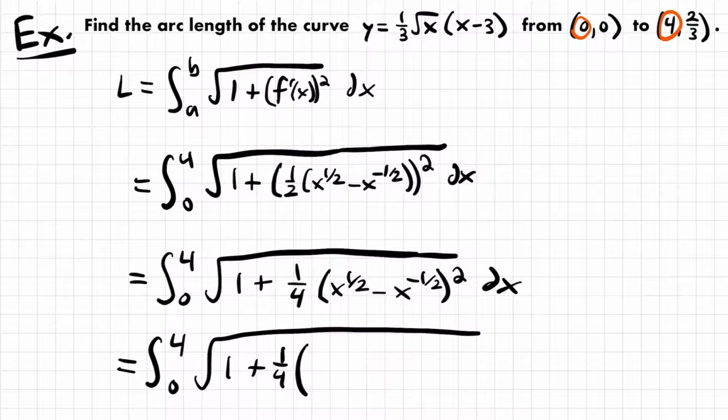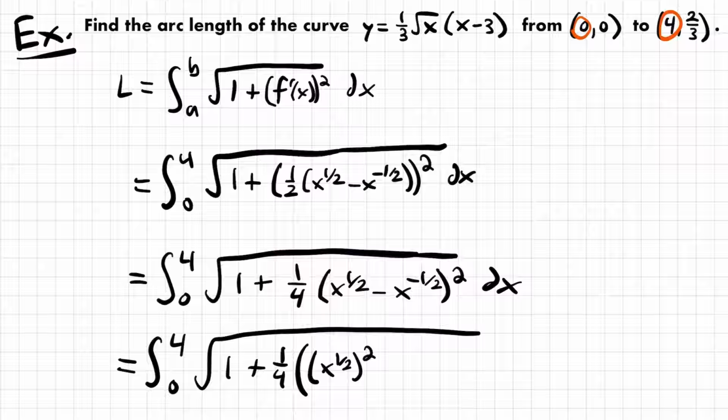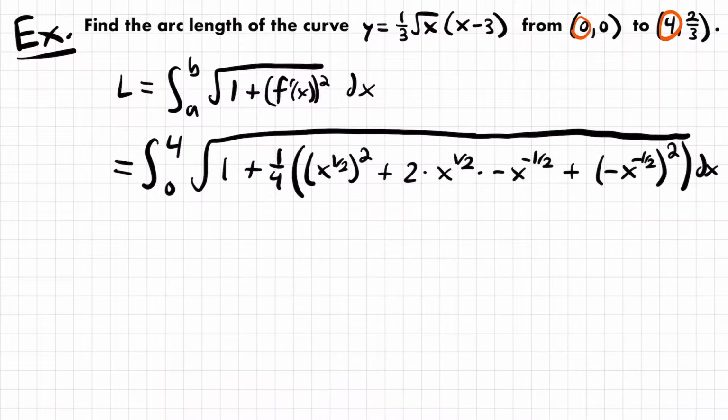So x to the 1/2 power squared will look like this. We'll have x to the 1/2 power squared. And then we will add these two terms multiplied together and multiplied by 2. So we'll have 2 times x to the 1/2 power times negative x to the negative 1/2 power. And then we will add our last term squared. So we'll have negative x to the negative 1/2 power squared. And that is it for that quantity. And so then we'll multiply by dx.